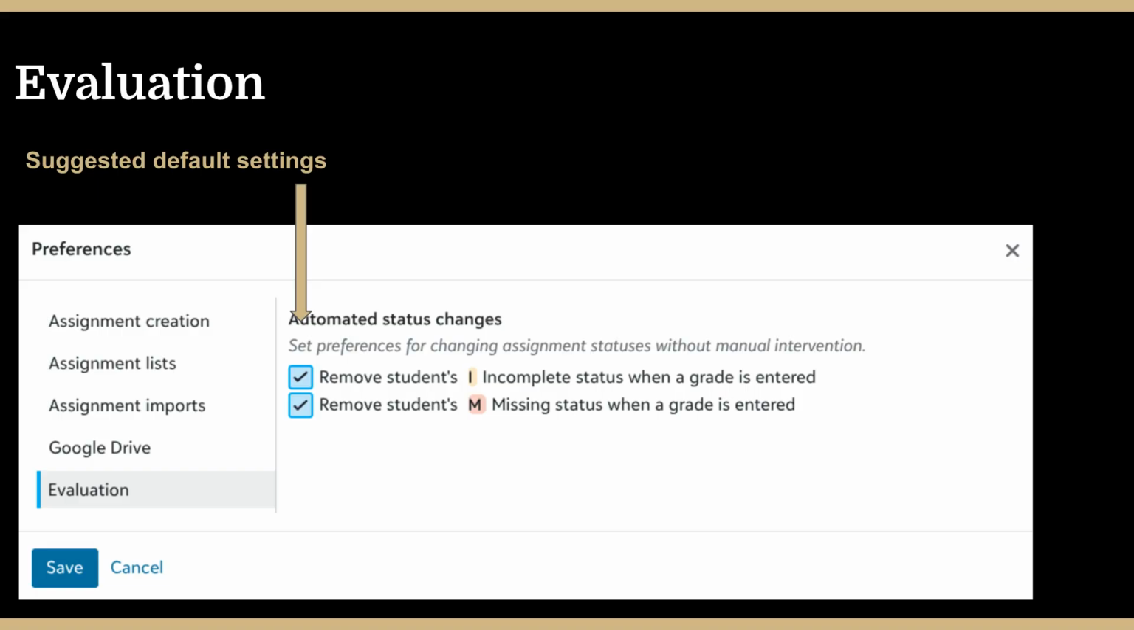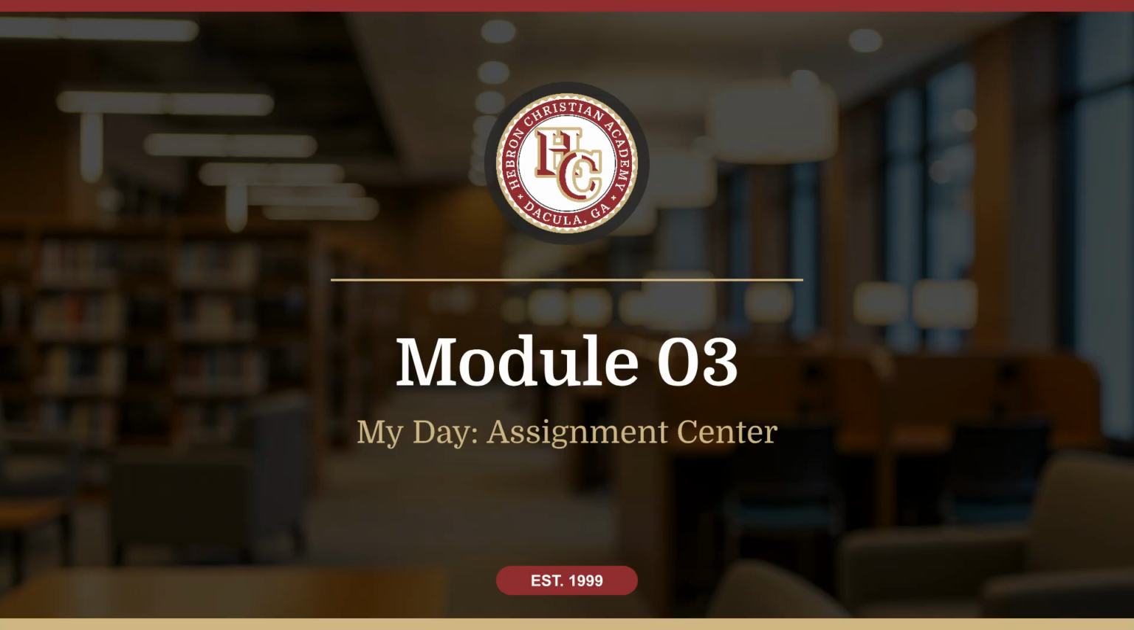The last area in preferences deals with evaluation and is a very helpful setting to use. Teachers often indicate work as missing or incomplete, and the system will automatically remove those notations when a grade is entered if these default settings are selected. Not selecting these settings means you will need to manually remove the I for incomplete or the M for missing when you enter a grade. In our upcoming lessons, we will dive into actually creating discussions, assignments, and assessments in the Hebron Hub.